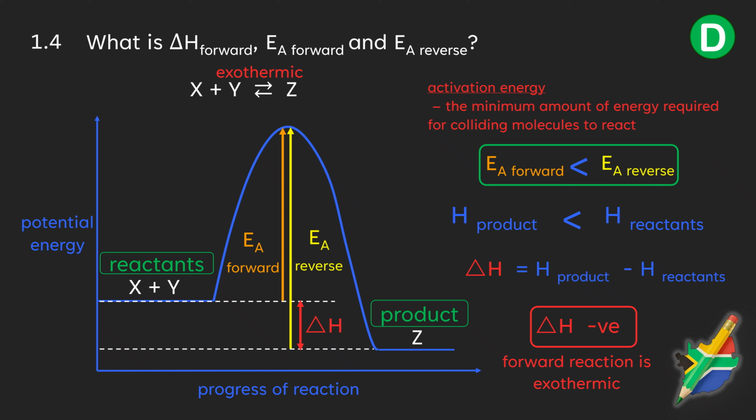Question 1.4. We are given the reaction X plus Y reacts to form Z in an equilibrium, and we need to use the diagram to figure out the value for the heat of reaction as well as the activation energies for the forward and reverse reactions.